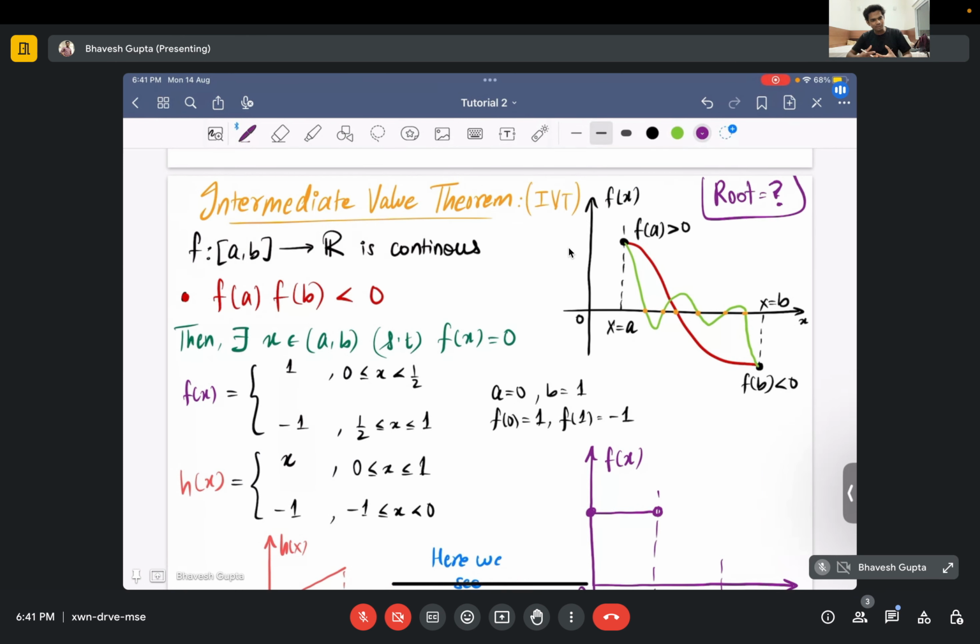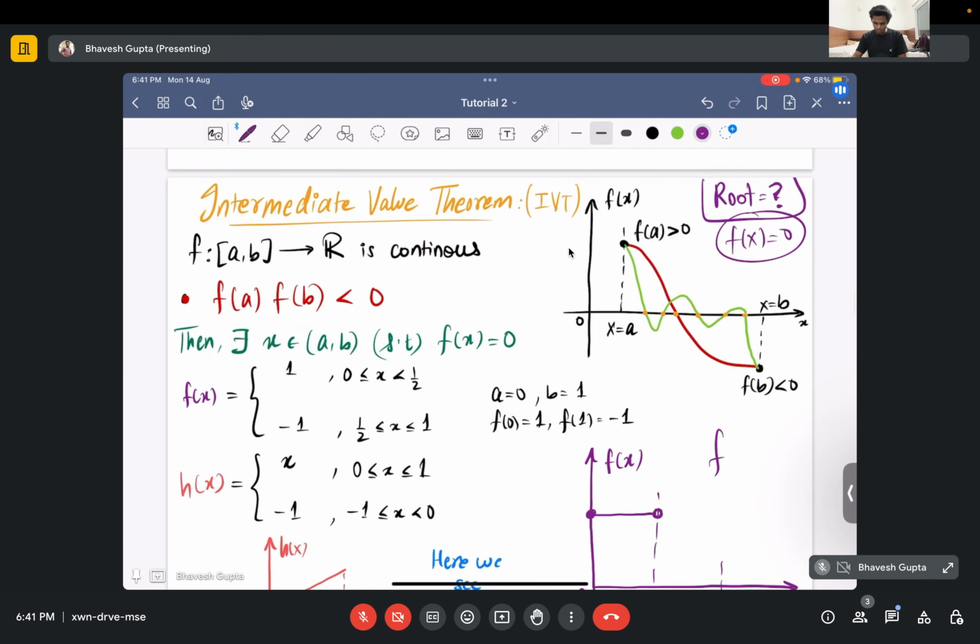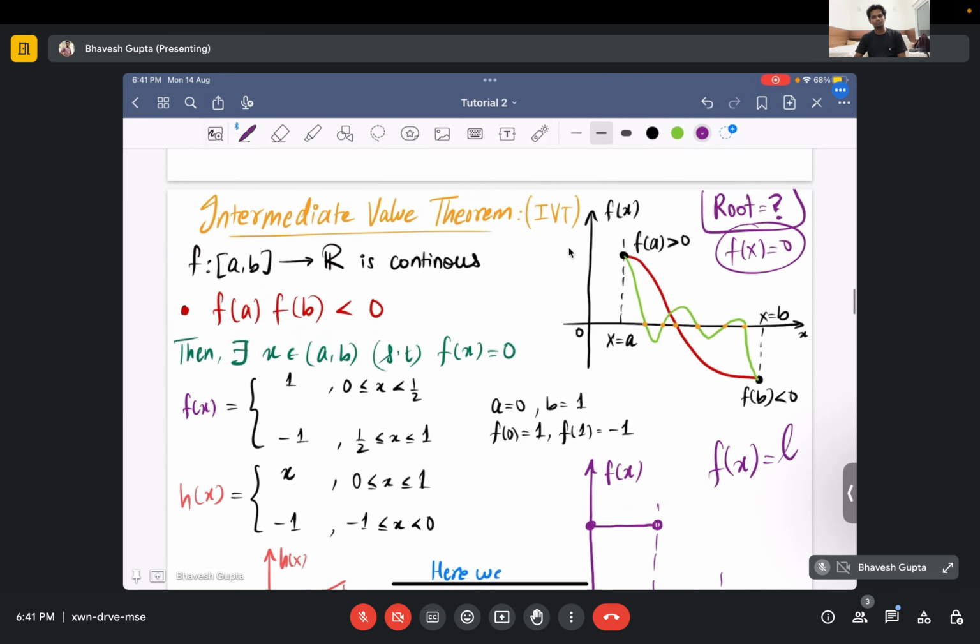Okay, but the question that the root exists can also be further extended to any value, not just f(x) equal to 0. You can also ask, I just want to know the values of x for which the function gives me value L. We can also answer these questions.